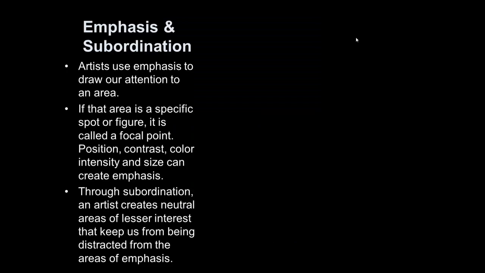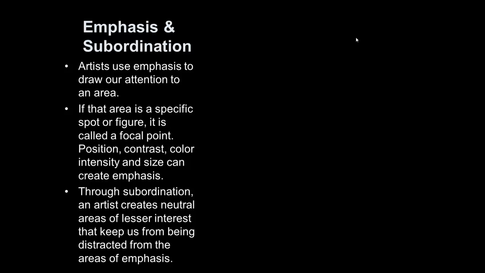The next element is emphasis and subordination. Basically, artists use emphasis to draw our attention to a certain area. What's very important about the painting could be a certain spot or figure, and this is called the focal point, and we know this because of its position or intensity of color or size, and so on. There are many different ways an artist can emphasize something in a painting.